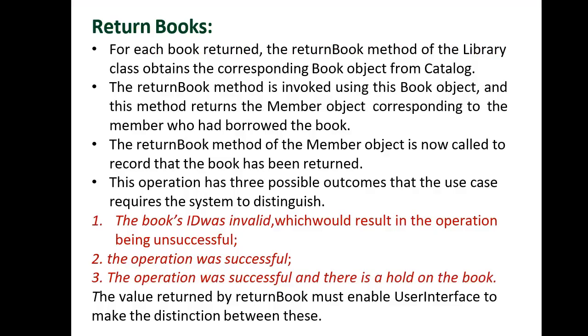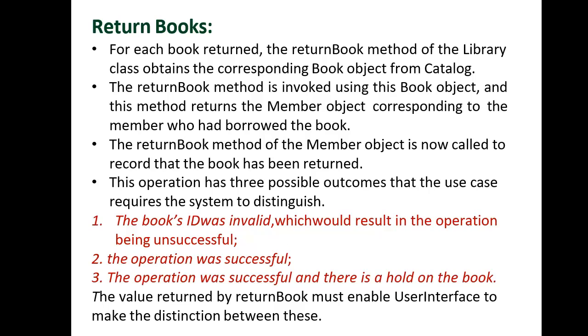Return book. For each book returned, the return book method of the library class obtains the corresponding book object from the catalog. The return book method is invoked using the book object, and this method returns the member object corresponding to the member who had borrowed the book. The return book method of the member object is now called to record that the book has been returned.